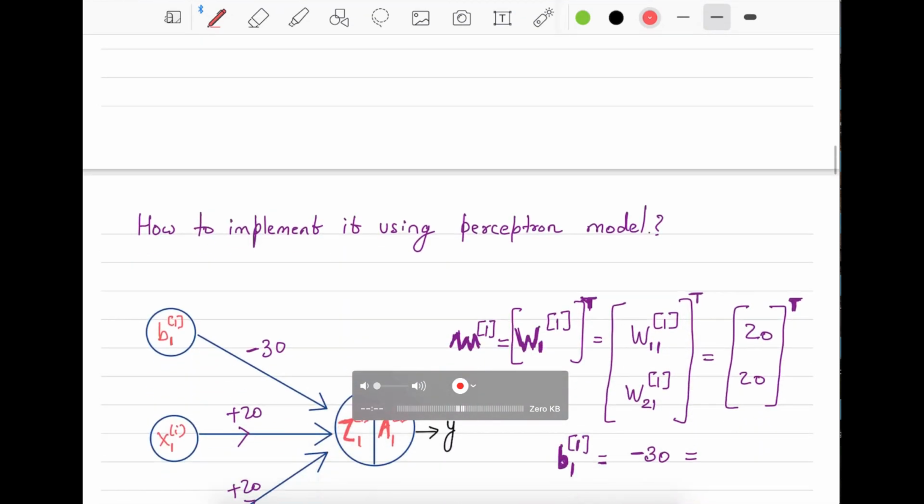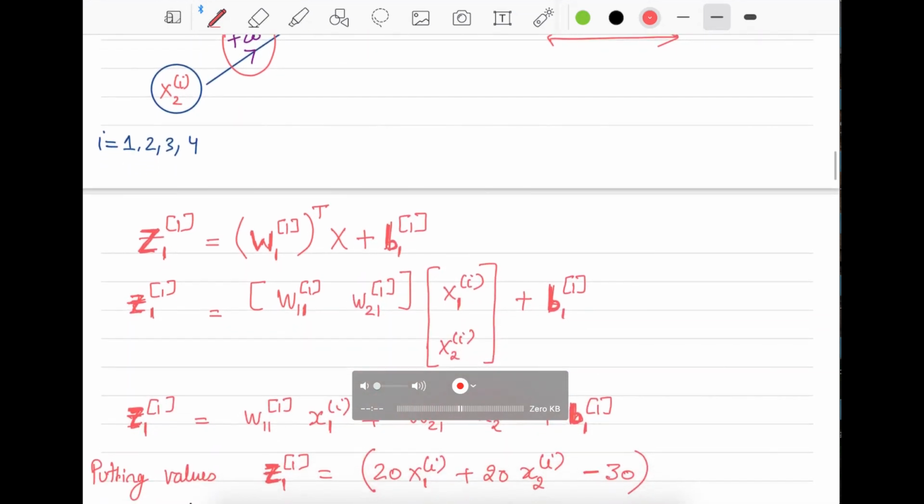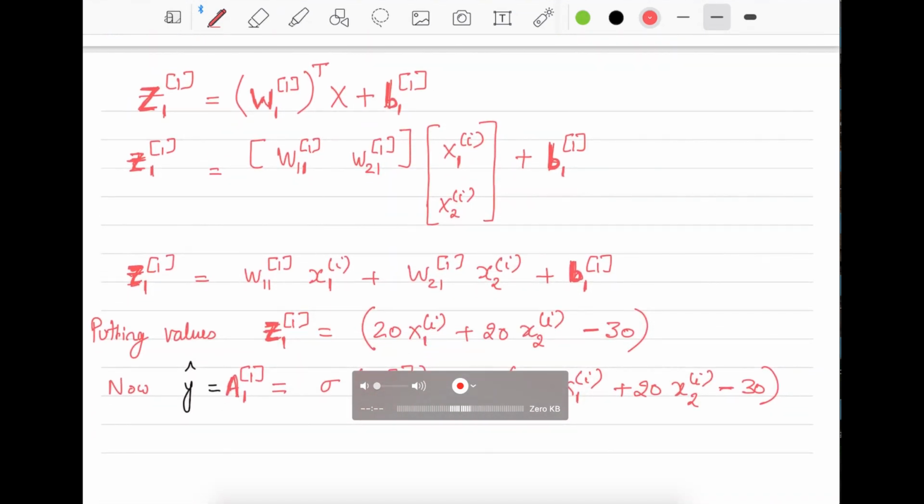So based on that, I have implemented this, and I'm telling, okay, this is minus 30, this is 20, this is again 20. And now you know these things, like, this is the new W that we introduced. This is 20, 20 transpose, the B11 is minus 30. So this is just the implementation of the equation that we have already discussed in so much detail. So this is basically the Z11, which is written like this in the form of a matrix, which is given over here. And then I'm just substituting the values which are given over here. It is 20 xi1, 20 xi2 minus 30.